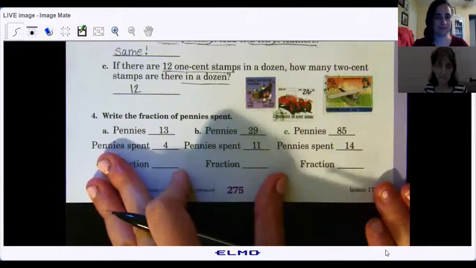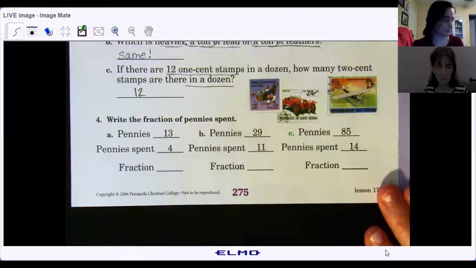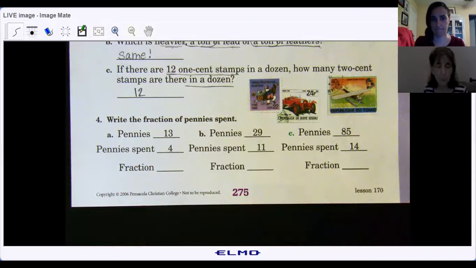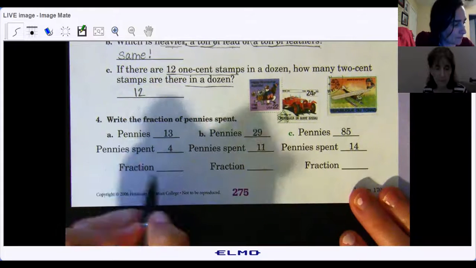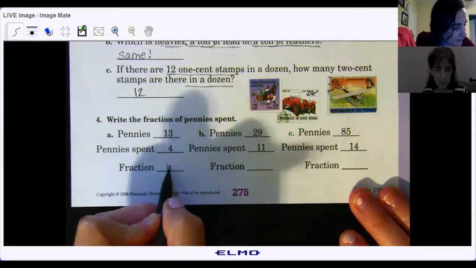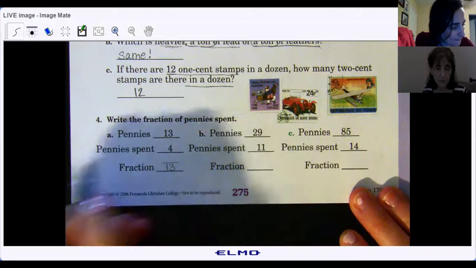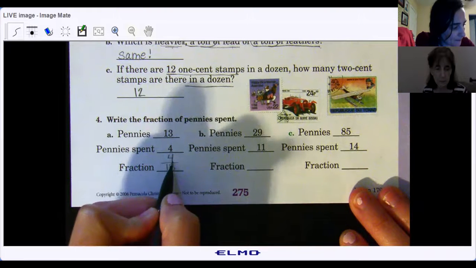Okay. All right, now some of you are still having problems with these. Write the fractions of pennies spent. All right, you have 13 pennies and you spent 4. So what's your total that you have? 13. How many did you spend? 4. So 4/13 is your answer.